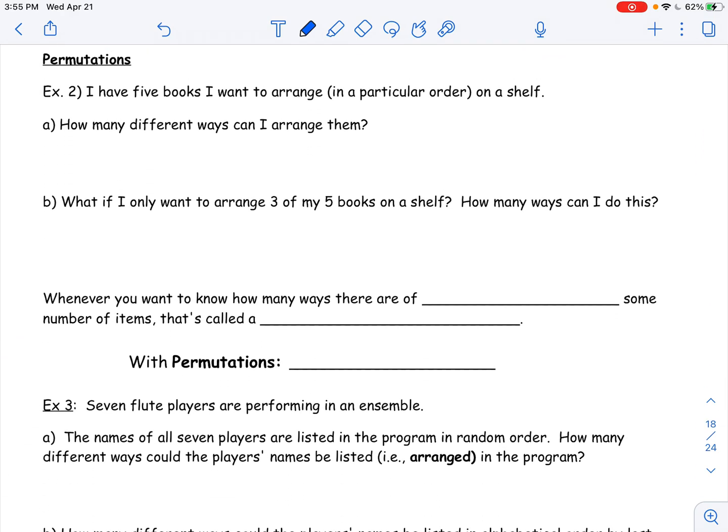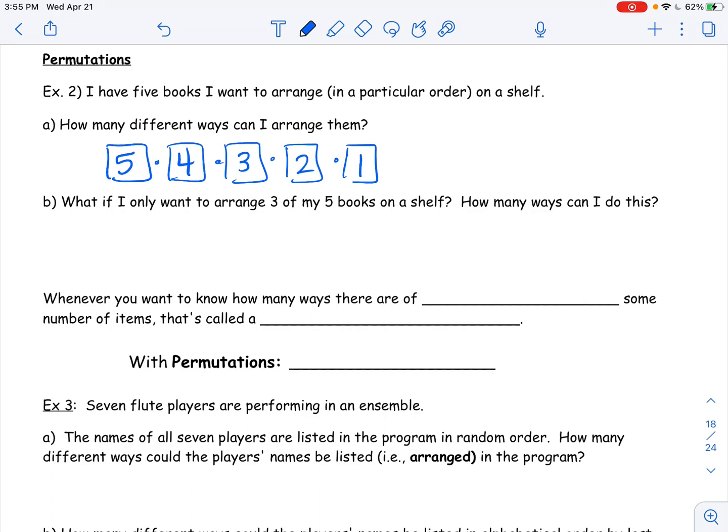Let's take a look at permutations. Example 2, I have 5 books I want to arrange in a particular order on a shelf. If I have 5 books, well, I have 5 options for the first book. If I place a book there, I have 4 books remaining. Then 3 books, then 2 books, then only 1 choice for that 5th book. If I multiply this together, I get 120 different ways.